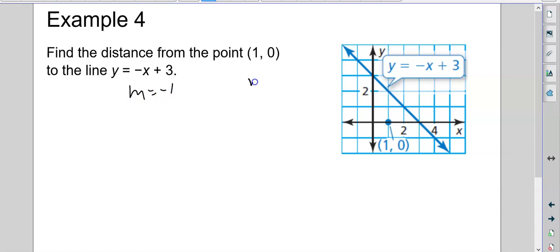But for over here, we need the opposite reciprocal. Well, the opposite of negative is positive, and the reciprocal of 1 is really just 1. Okay? And it's going through this point. So now we're just going to do the same thing we've been doing. Y equals, keep the same format I've been doing.